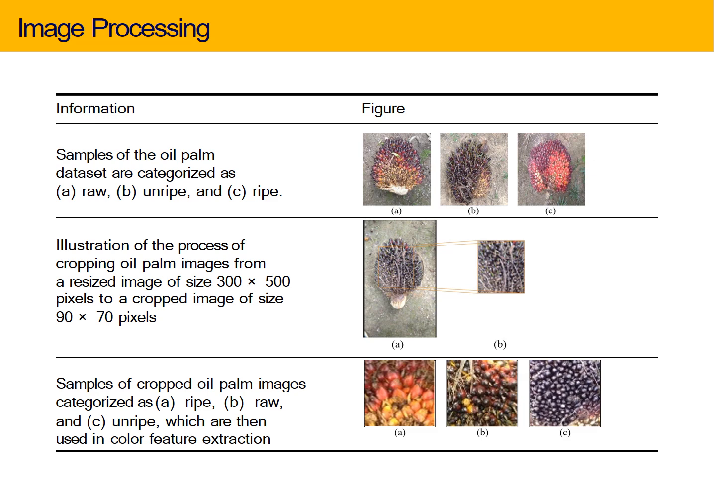Additionally, we demonstrate the process of cropping oil palm images from the resized original image with its initial 300 by 500 pixel size to obtain cropped images of 19 by 70 pixels. These cropping techniques accelerate the image processing while retaining crucial features for classification. Furthermore, we present samples of the cropped oil palm images, which are categorized as ripe, raw, and unripe, as depicted in the third figure.